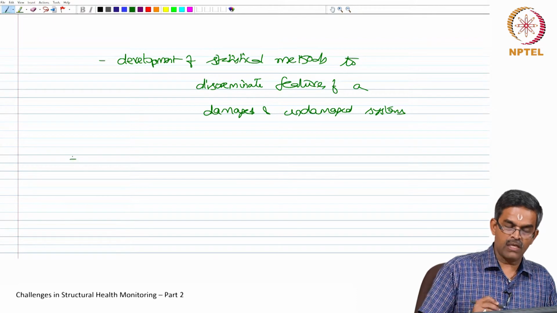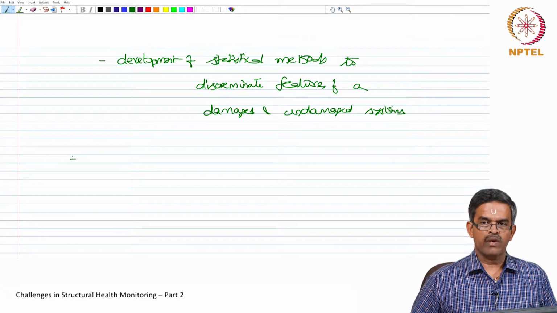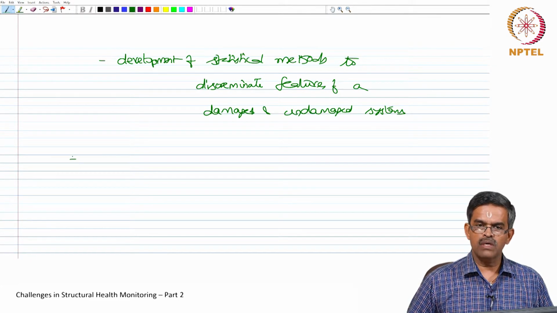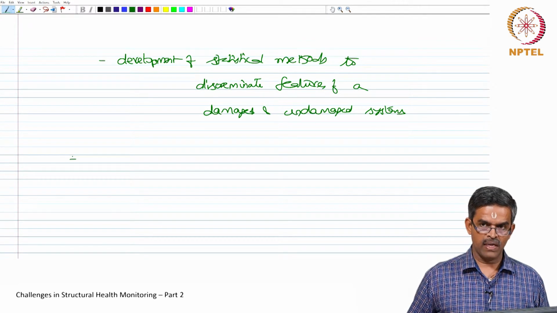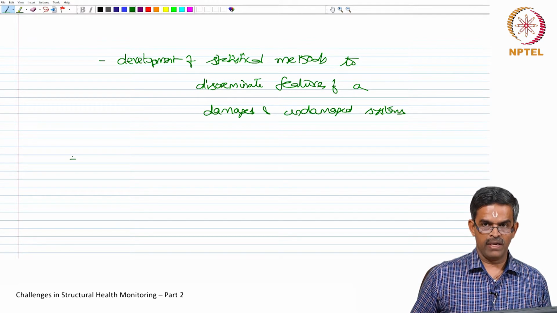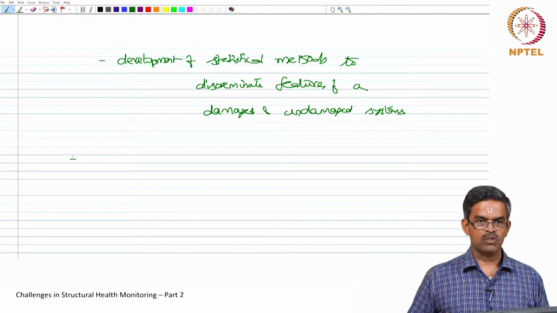So, friends, in this lecture we learnt about the tools used for health monitoring, some of the critical challenges, some of the field examples in lab scale as well as real time scale where SHM has been successfully deployed and benefits have been derived using SHM in those particular applications.